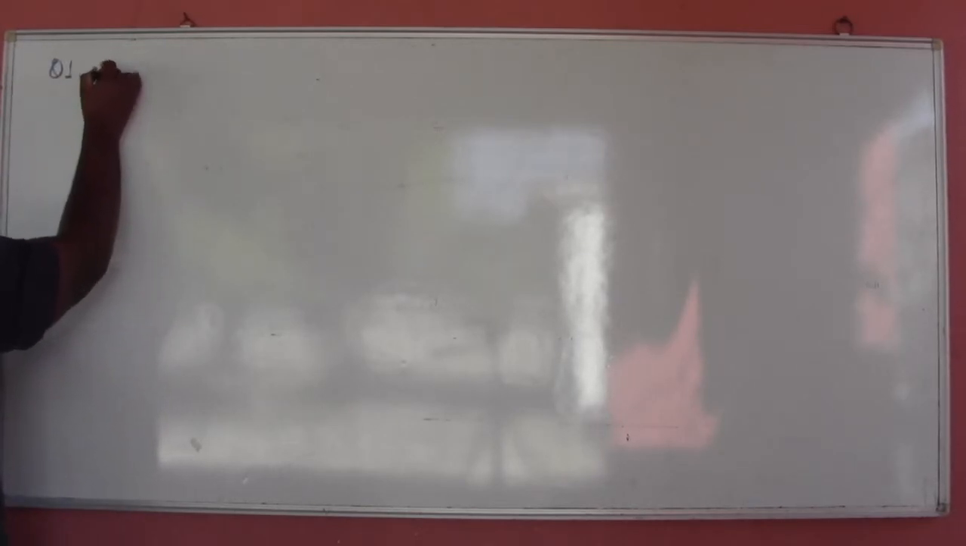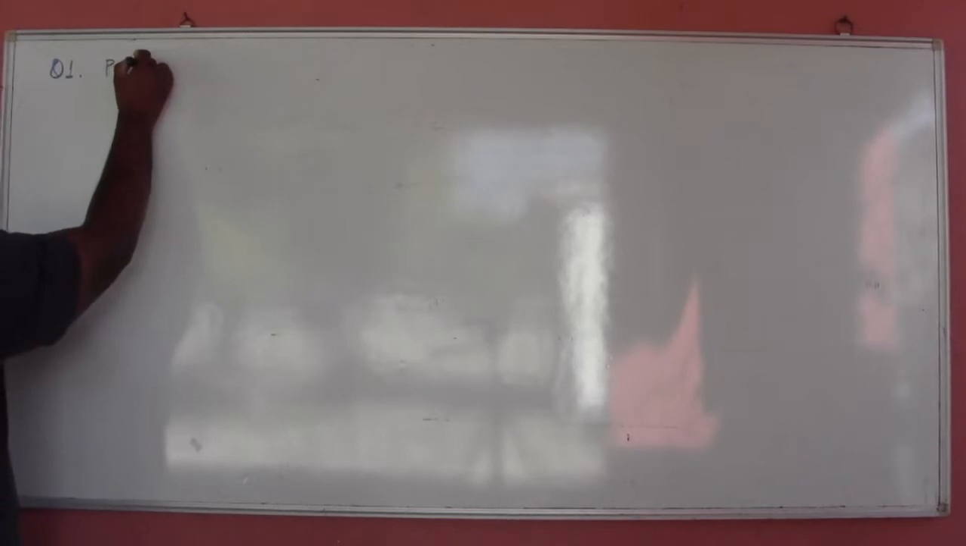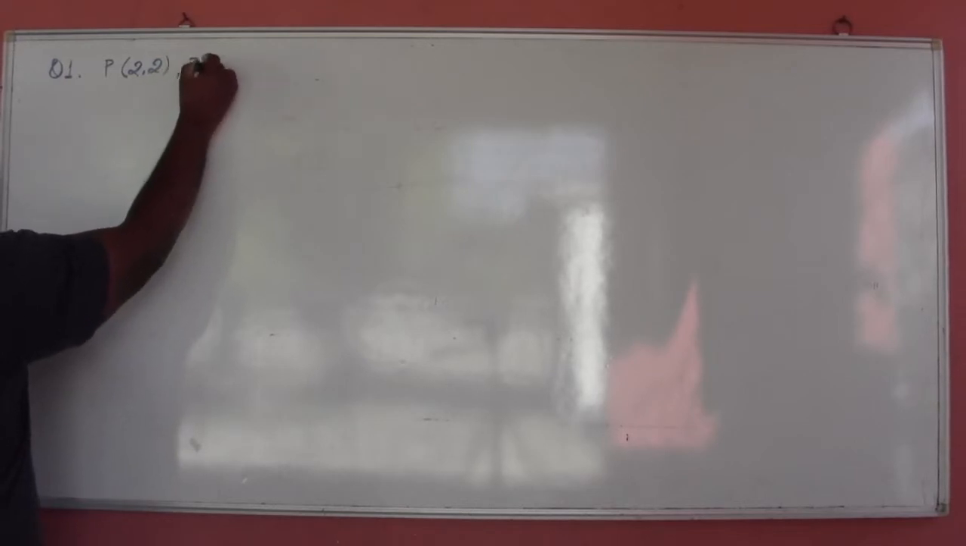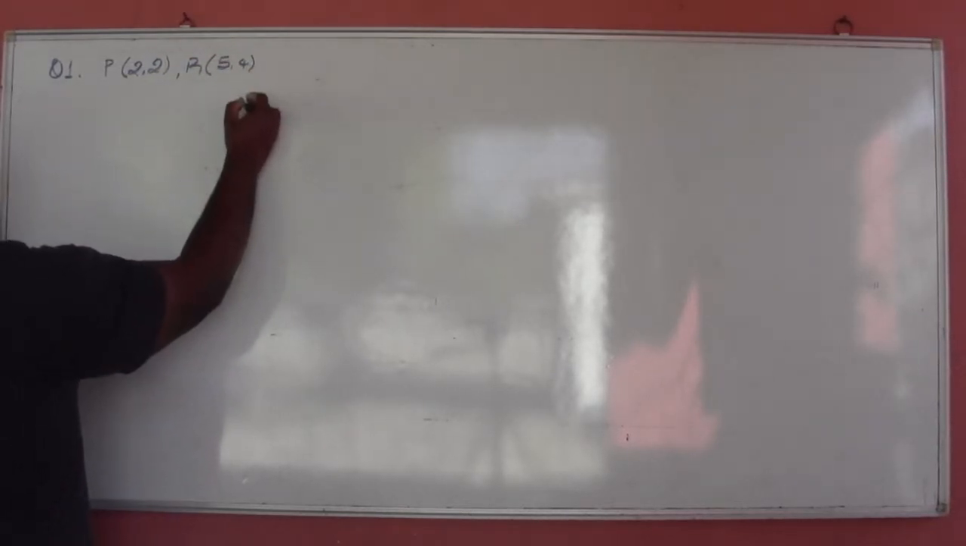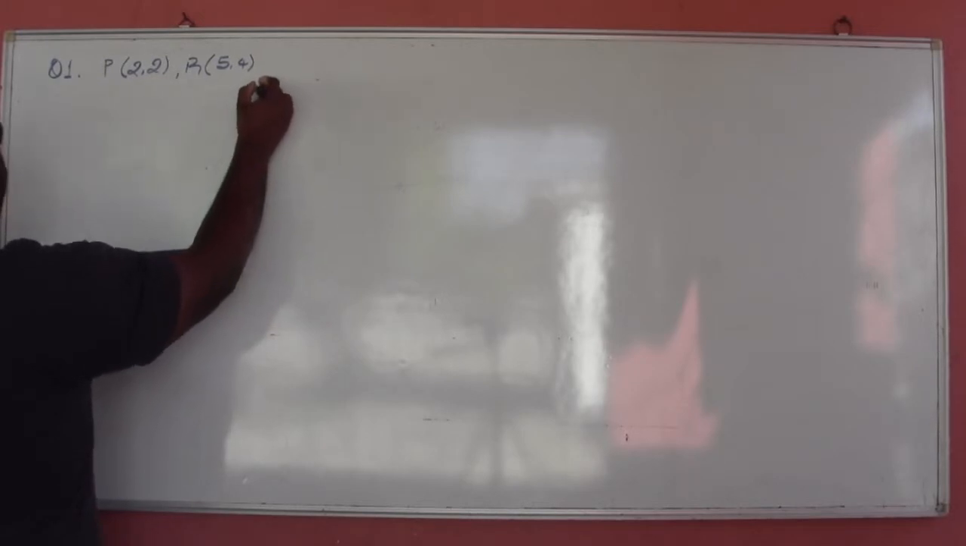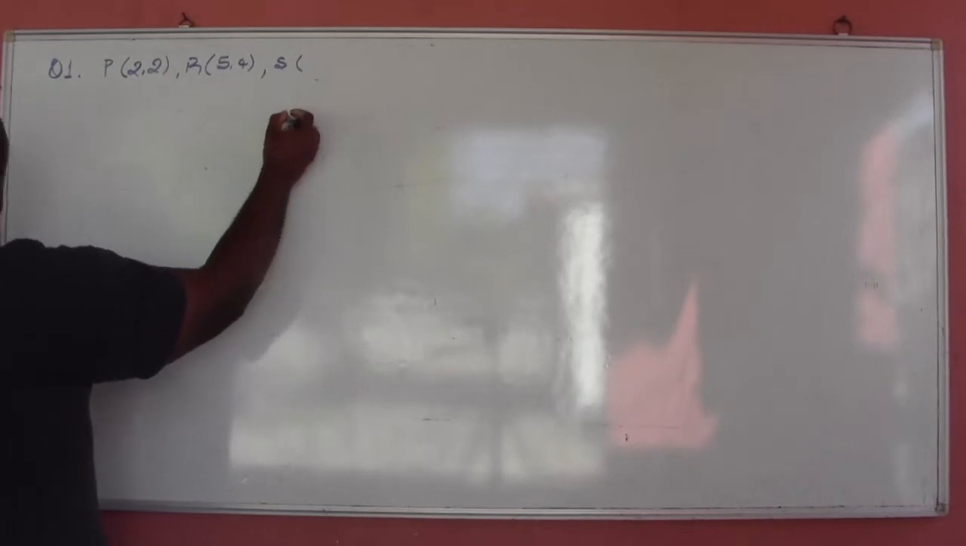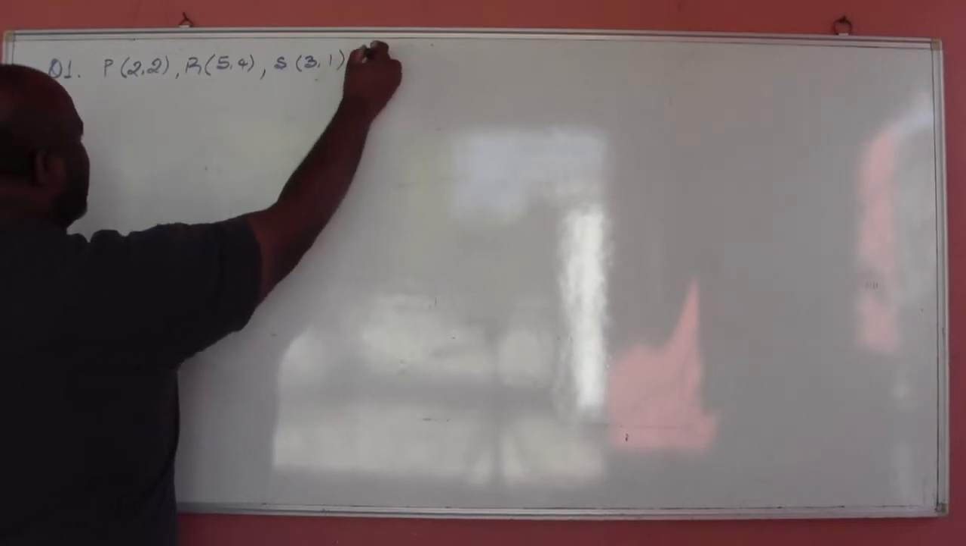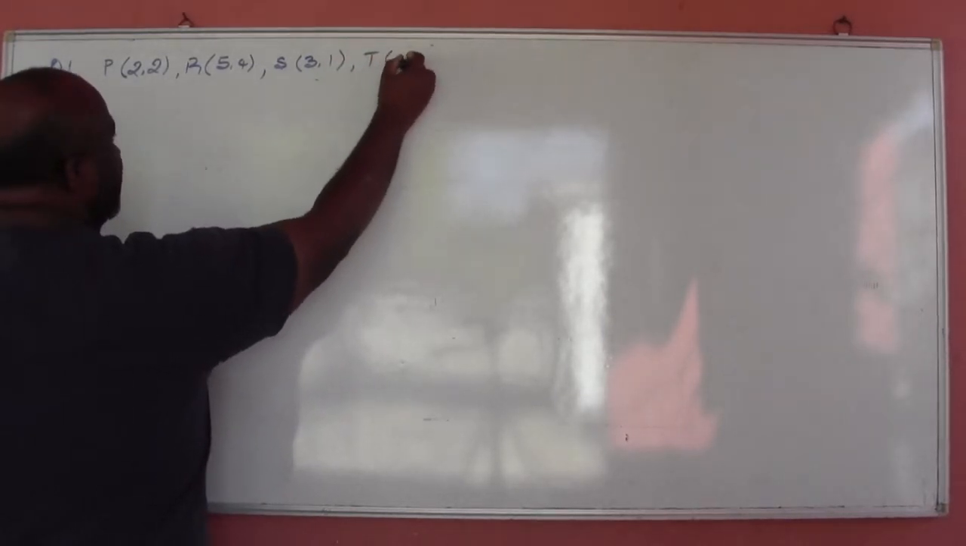Alright, vector homework, question number 1. Question number 1 says the coordinates of the points P, R, S, and T are: P is the point 2, 2, R is the point 5, 4, S is the point 3, 1, and T is the point 0, -1.